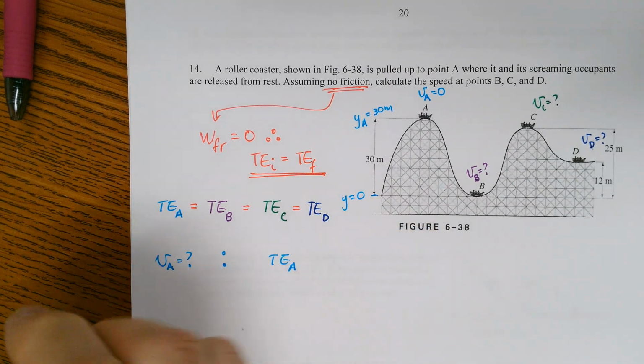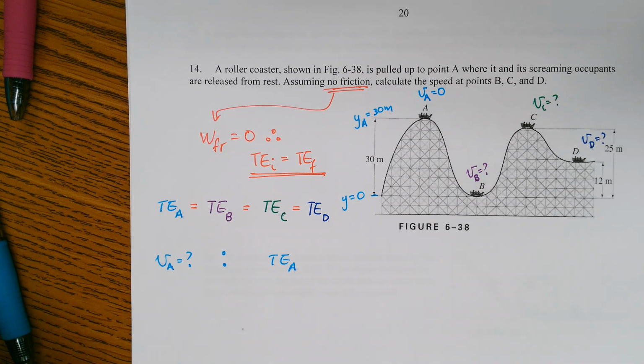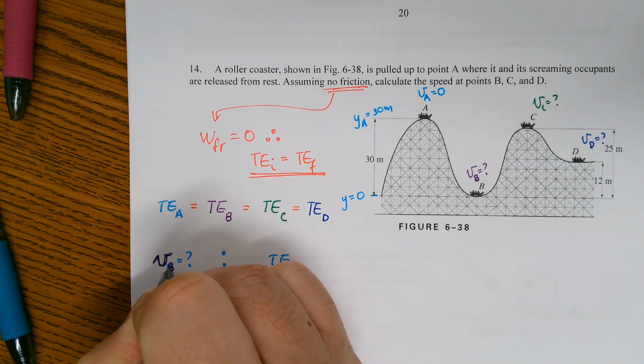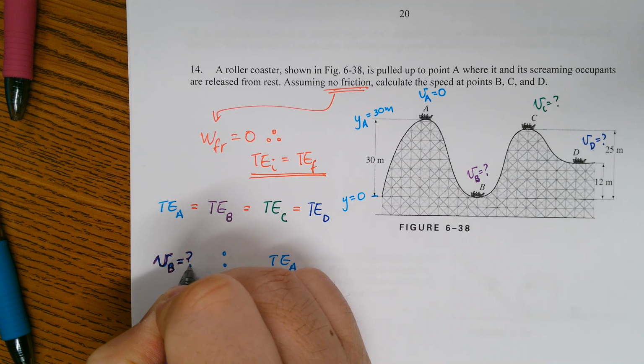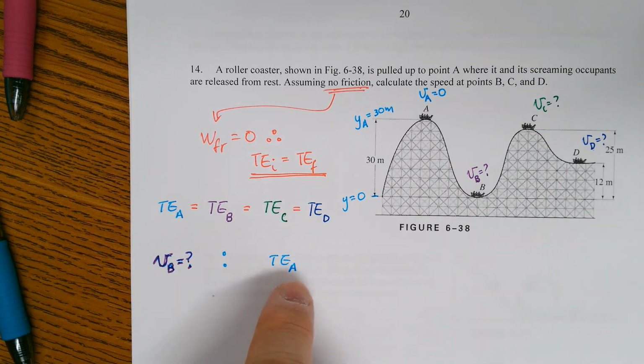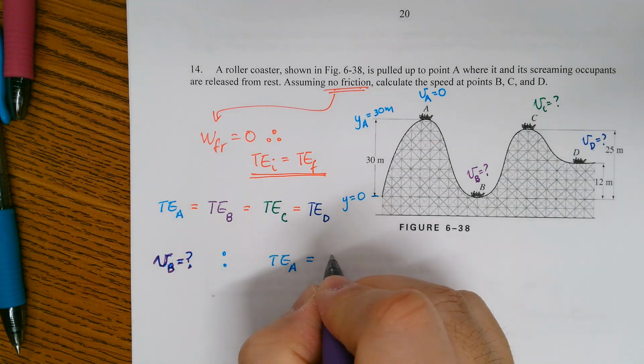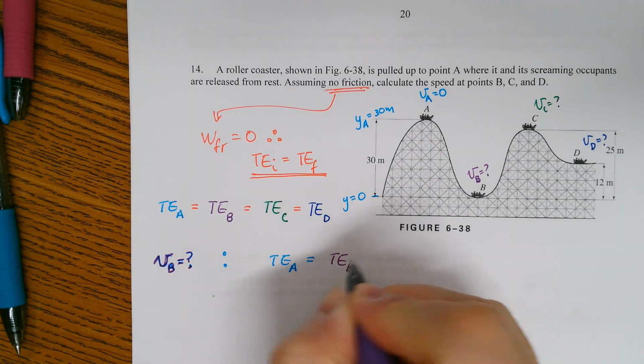Well, we know what VA is. I guess we should be looking for VB. To find VB, we can set total energy at A equal to total energy at point B.